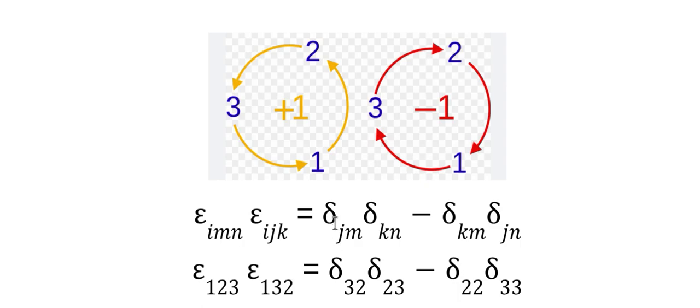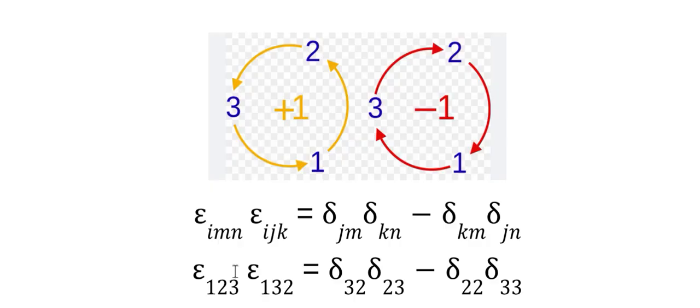Okay. Now, okay, so j in this case is equal to 3. m is equal to 2. k is equal to 2. n is equal to 3. Over here, k is equal to 2. m is equal to 2. j is equal to 3. And n is equal to 3.